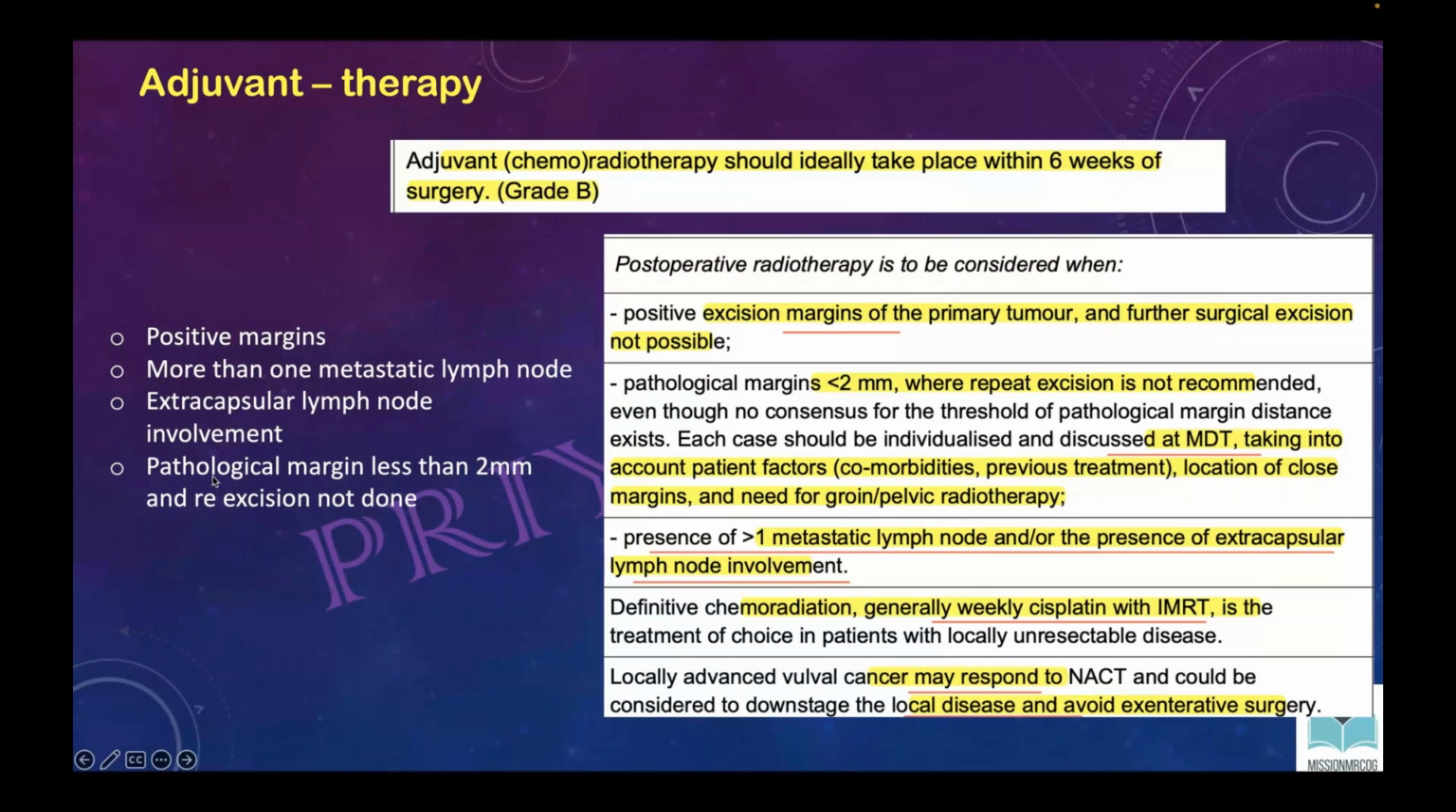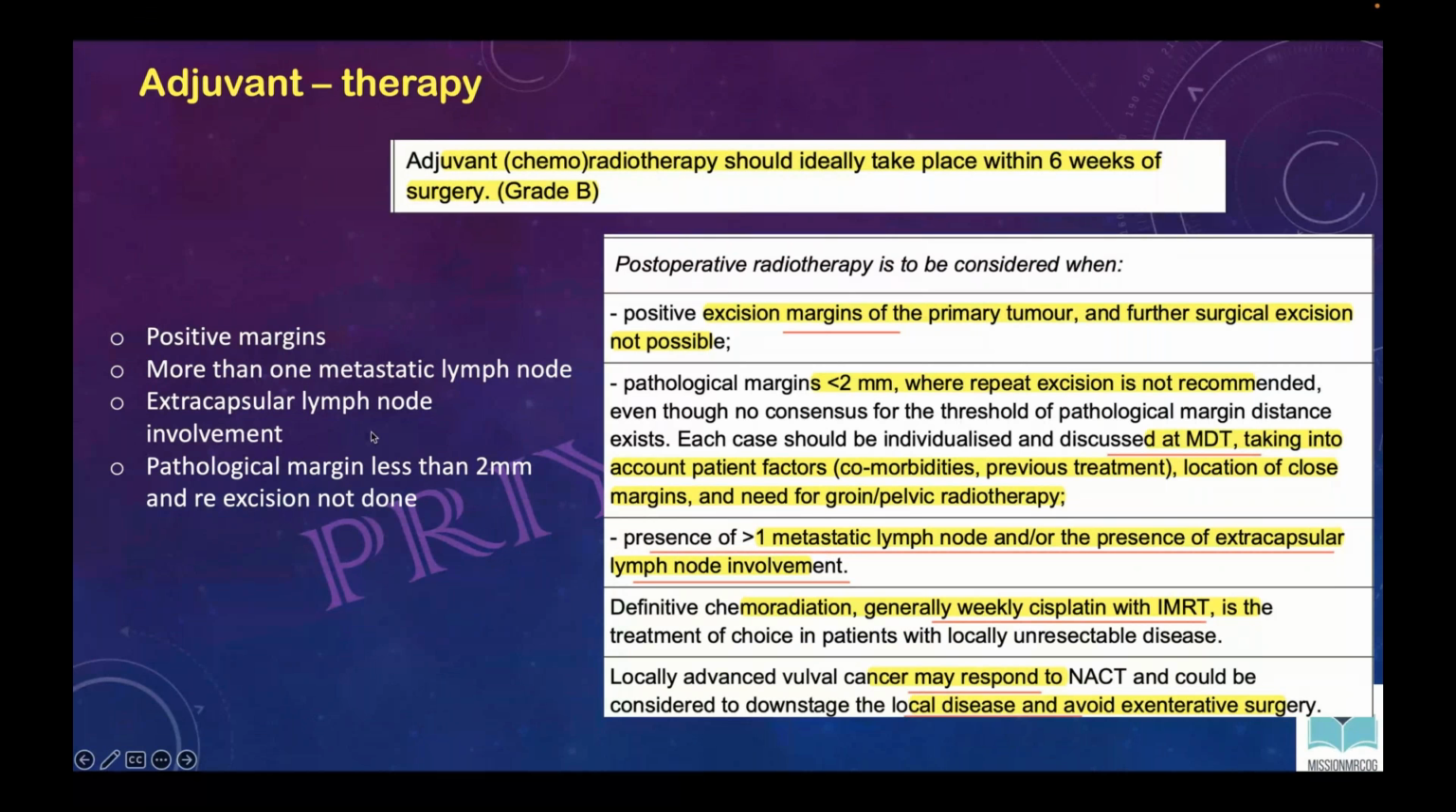So if the margins of the tumor are positive, consideration for adjuvant therapy. If more than one metastatic lymph node, in the previous guideline it was more than two metastatic lymph nodes. Okay, so there is a change now: more than one metastatic lymph node, they are doing adjuvant therapy.